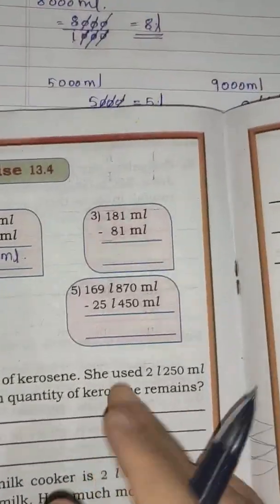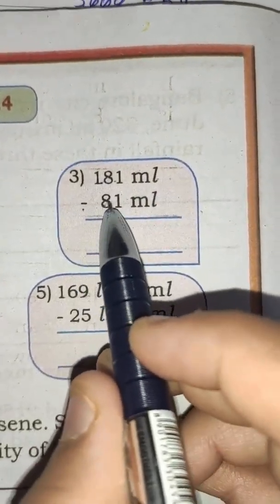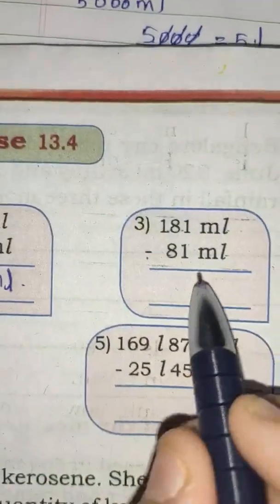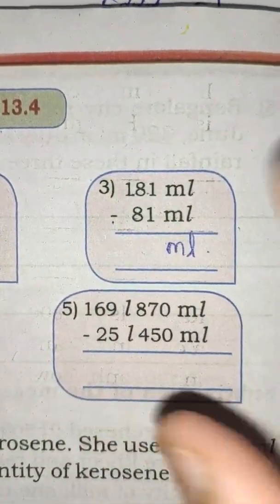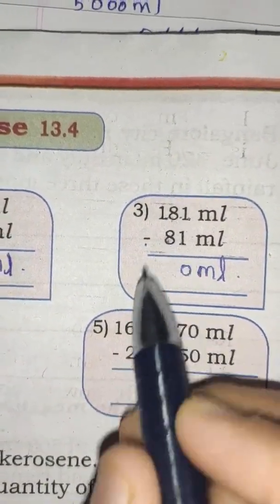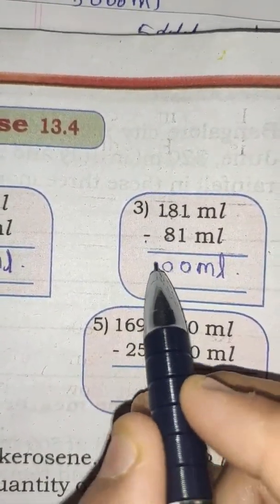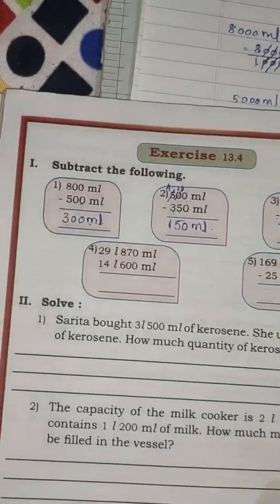So we'll take another example here. 181 ml minus 81 ml. So let's subtract it. We'll write ml as it is, or else later on you can write after solving this. Okay, no problem. So 1 minus 1 is 0. 8 minus 8 is 0. And 1 we will write as it is. So 100 milliliter. Okay, children.